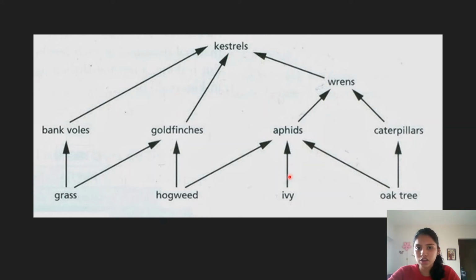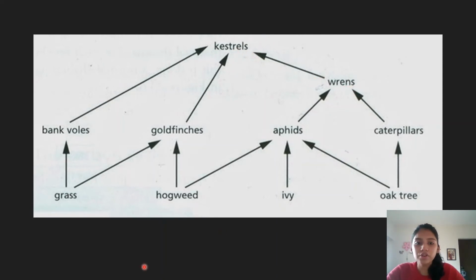Wrens are secondary consumers because they feed on aphids and caterpillars. Kestrels are both secondary consumers and tertiary consumers. Why? Secondary because they feed directly on bank voles and goldfinches. So that's one level. Two. Okay. And they're also tertiary consumers because aphids feed on hogweed and wrens feed on aphids. So wrens become secondary consumers and kestrels feed on wrens. So they become tertiary consumers.